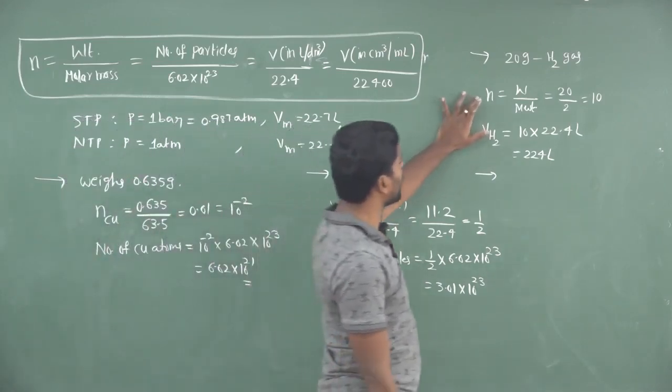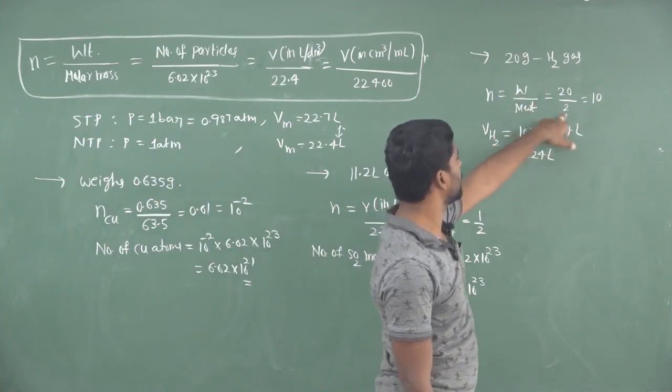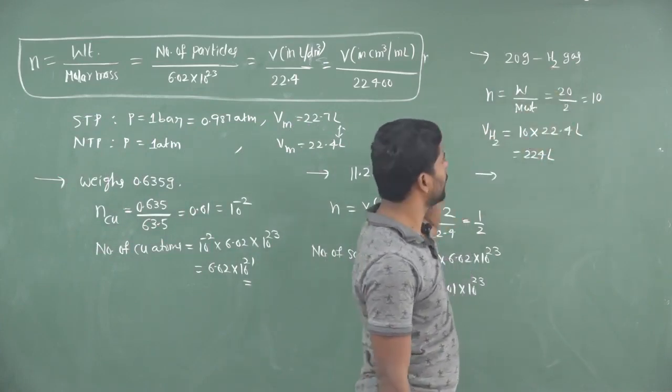Okay, first we have to calculate number of moles. Weight by gram molecular weight. 20 by molecular weight of H2 is 2. So 10.